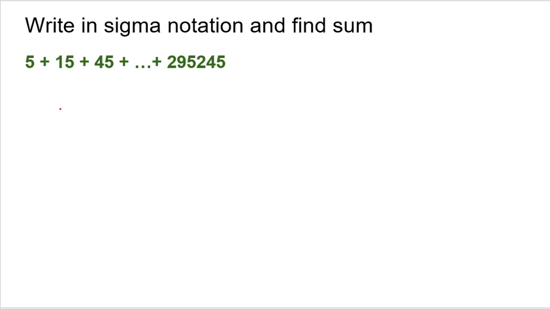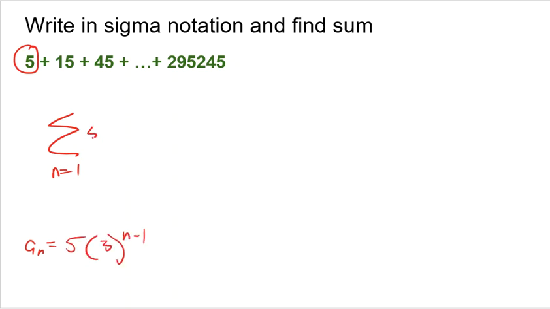Okay, so again, let's figure this out. I'm doing a summation notation starting with the first term. There's the first term right there. A formula to find any term I want is the first term times the common ratio to the n minus 1. It's pretty easy to see, because the first term is 5, and then I'm multiplying by 3, multiplying by 3.